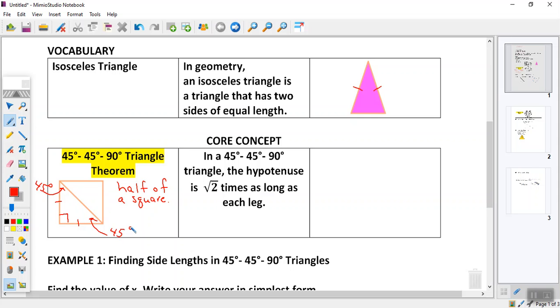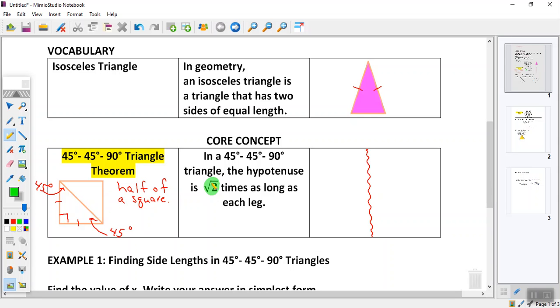So guys, when I say where does a 45, 45, 90 really come from, you're just telling me it's what? Half a square. Okay, so let's just do this real quickly. I want to make kind of a T-chart right here, cutting it into two sides like this. I want to talk about what this theorem says. It says in a 45, 45, 90-degree triangle, the hypotenuse is, and this is the big important piece, the square root of 2 times as long as what?